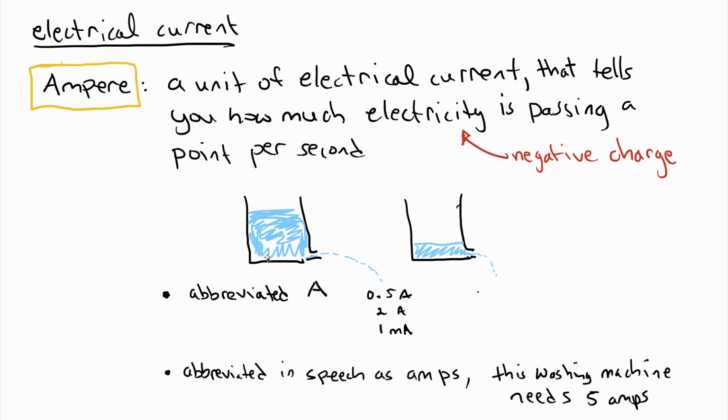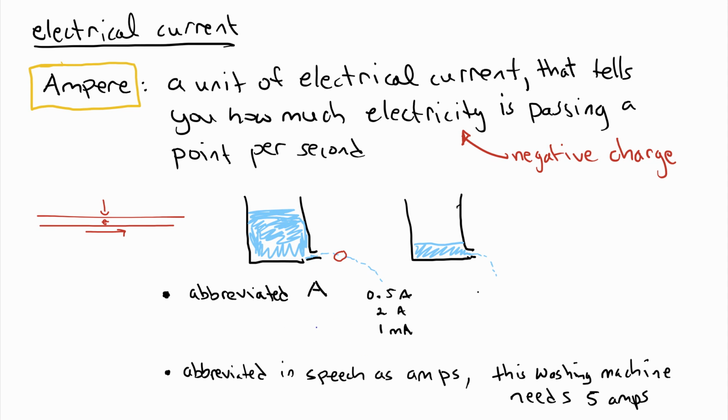And so here I have this water container, and if you looked, say, right here, how much water is going through would be the analogy. But here, usually we're talking about some wire, and if you looked right here, how much electricity or negatively charged particles is passing this point per second. And so that's the ampere.